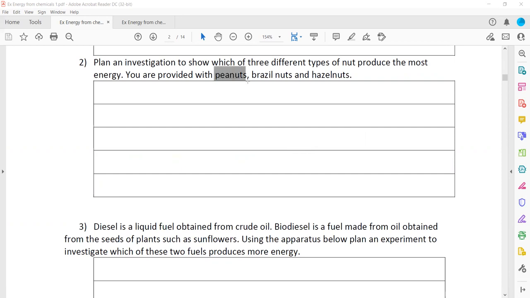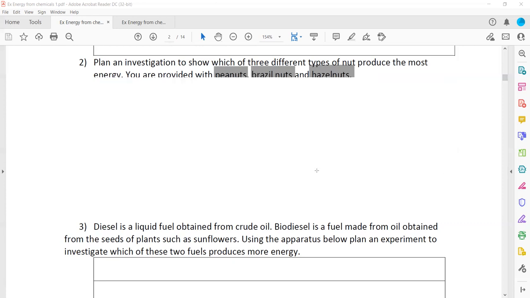You have peanuts, Brazil nuts, and hazelnuts. How can you find out which one produces the most energy when we burn these nuts, or in which one the burning is most exothermic? For that, water is a simple thing we can use. First I will draw the experimental setup, and then I will write this experiment.